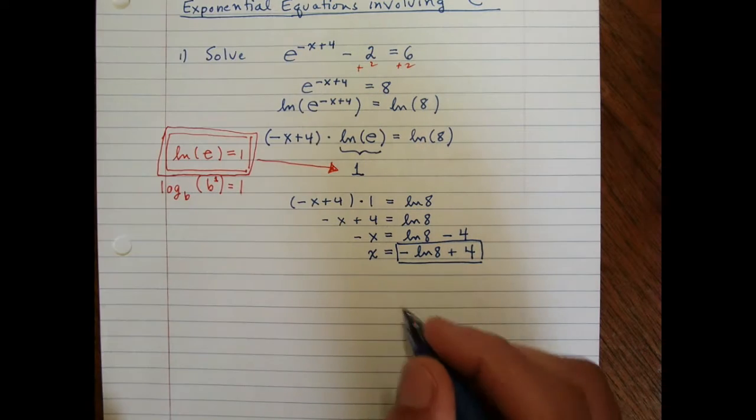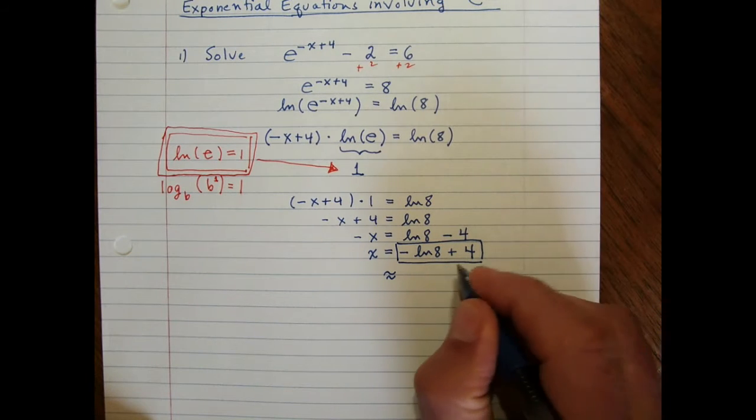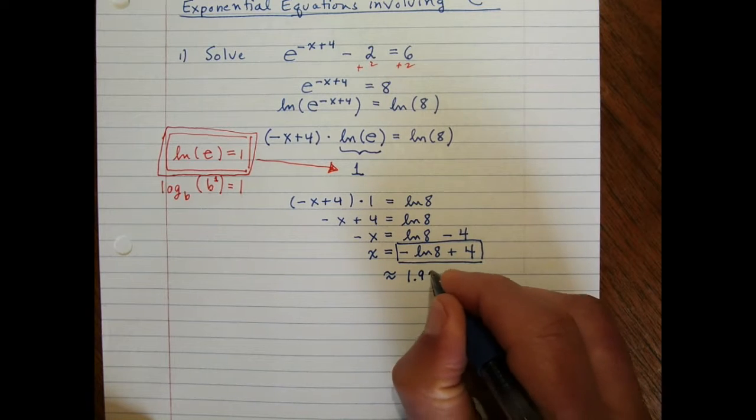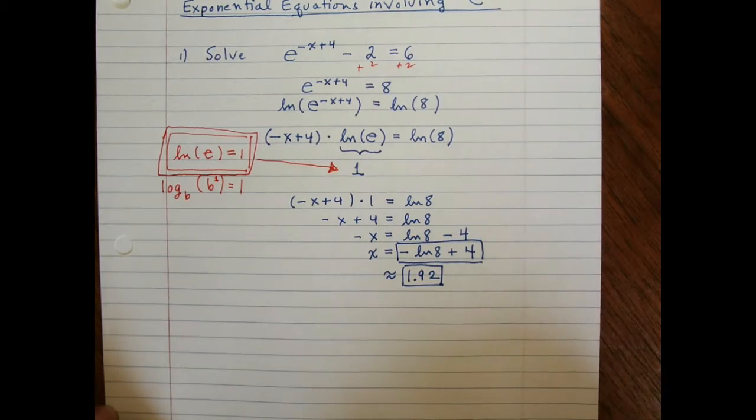And, decimal. Negative ln 8 plus 4 is about 1.92. I did that ahead of time on my calculator, so I'm going to let you check that on your own.